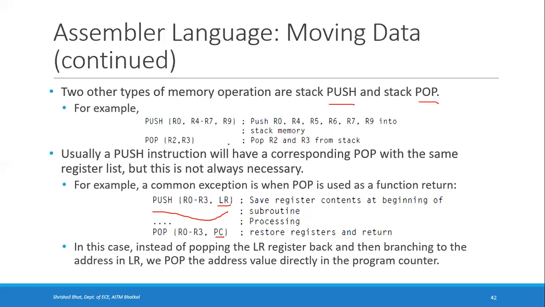So this is the same thing that we have seen in the stack implementation in the first one. Instead of popping the link register back into itself and then branching to the address in the link register, we pop the address value directly into the program counter. The link register is directly copied into the program counter, so that execution starts from that particular address.